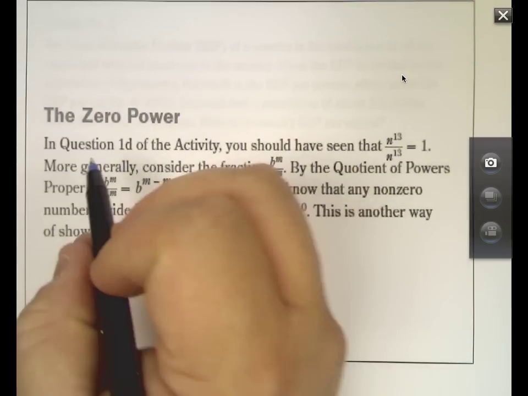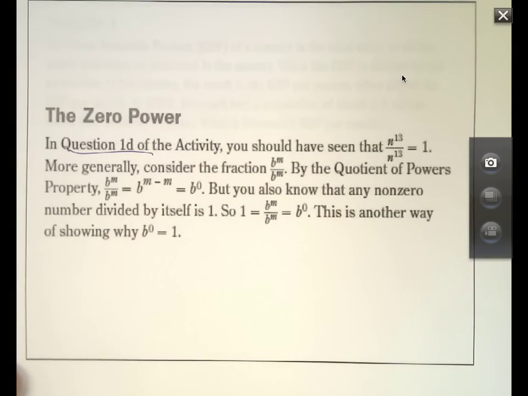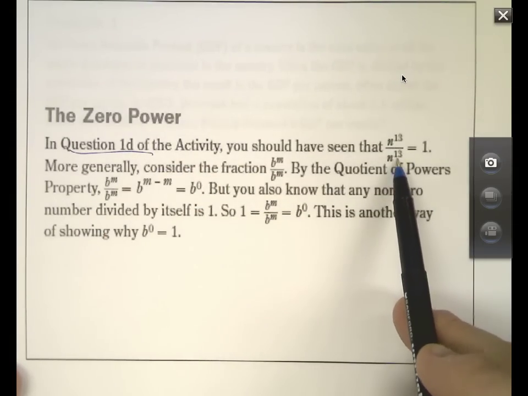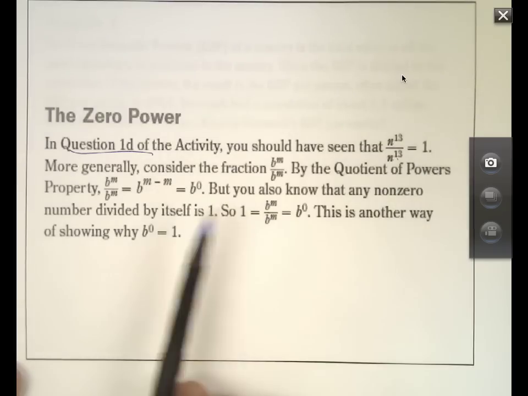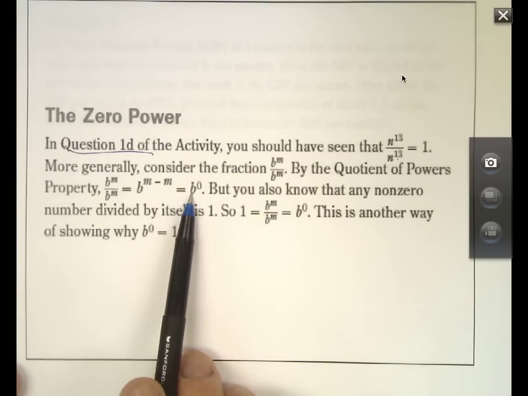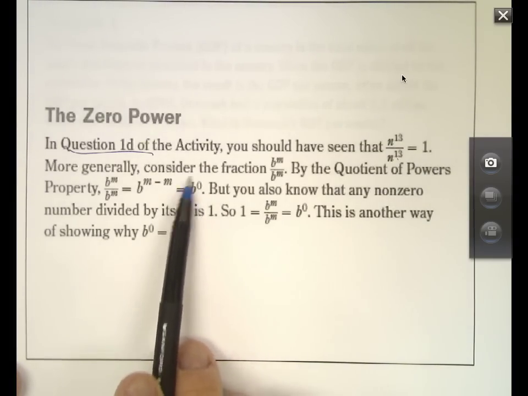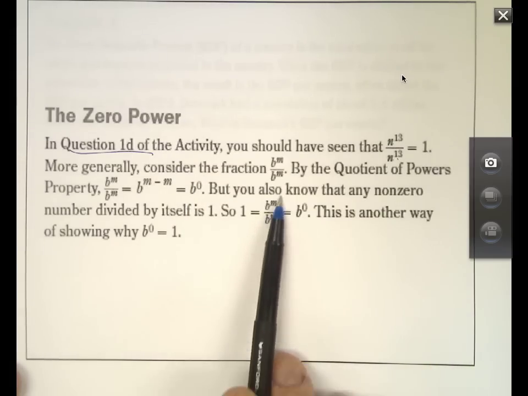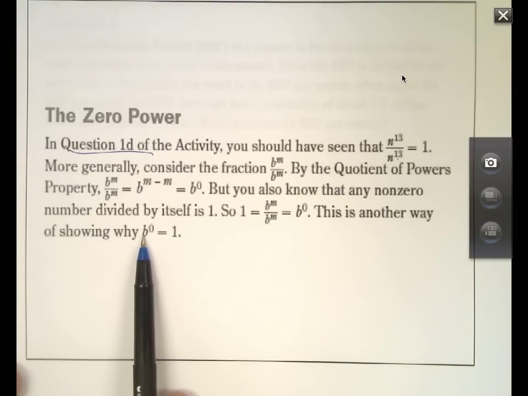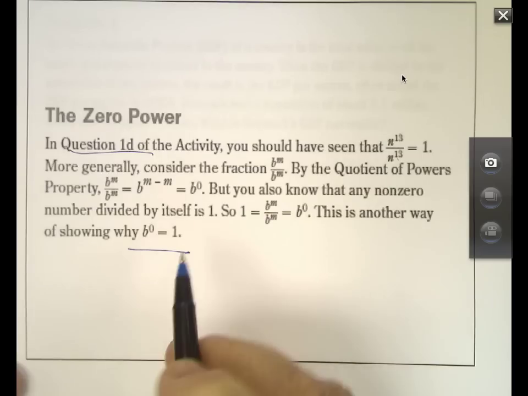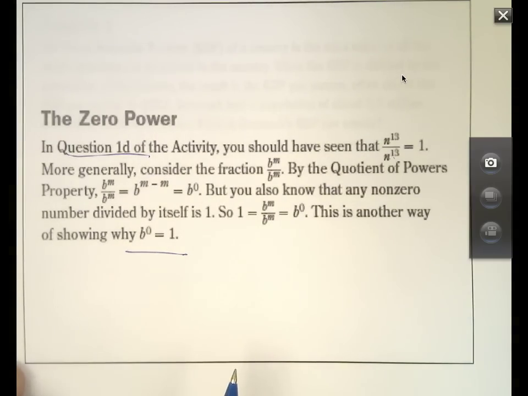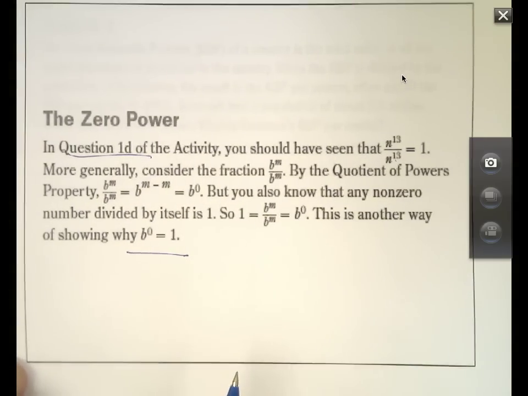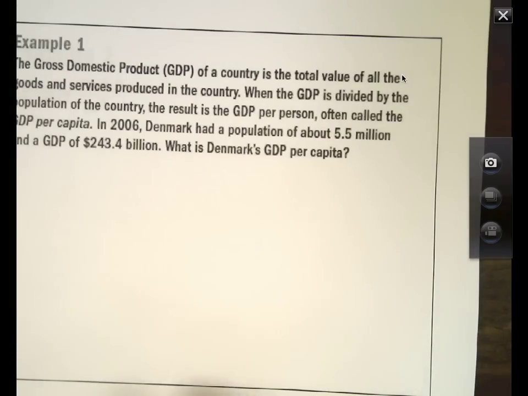The zero power, as I just showed you in question 1D from the previous activity, n to the 13th divided by n to the 13th equals 1. You're subtracting the same number, so it gives you b to the 0 power. b to the 0 power is 1. That's just going back over the 0 power property. Anything to the 0 power is 1.